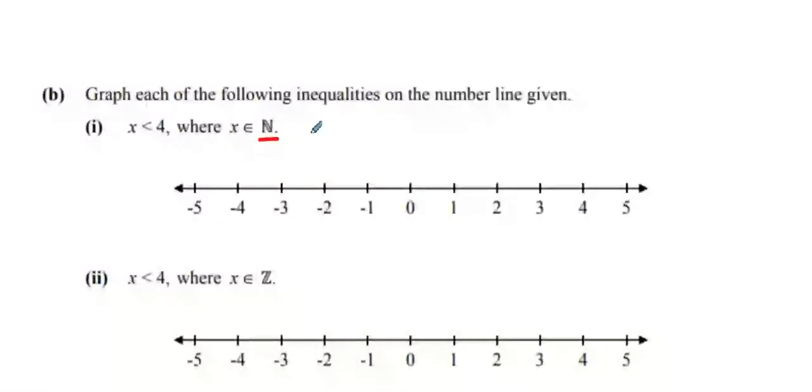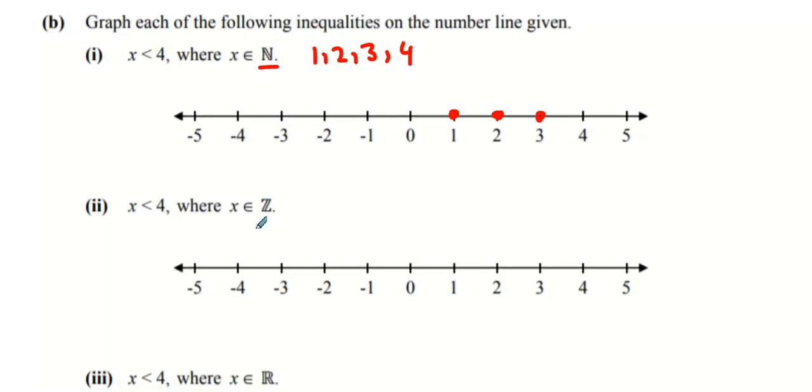Remember, natural numbers means positive whole numbers and you're not including 0. So it's just 1, 2 and 3, and remember you have to be smaller than 4, so you're not allowed to include 4. This time it's element of Z, so you're allowed positive whole numbers, you're allowed 0, and then you're allowed negative numbers, and it continues on forever. So you can have all these and then it continues on.